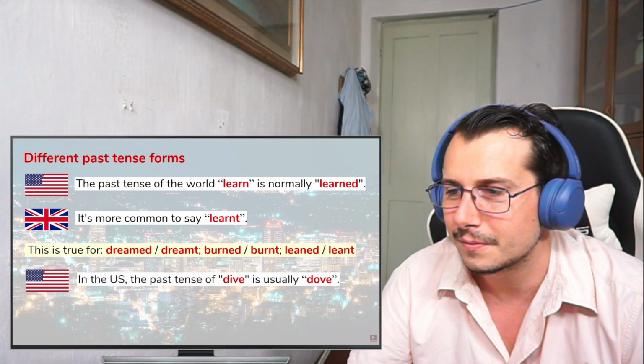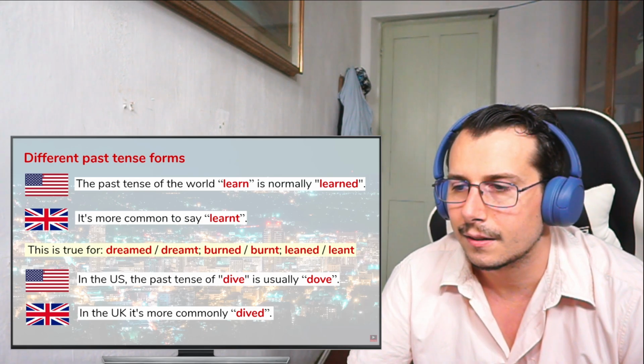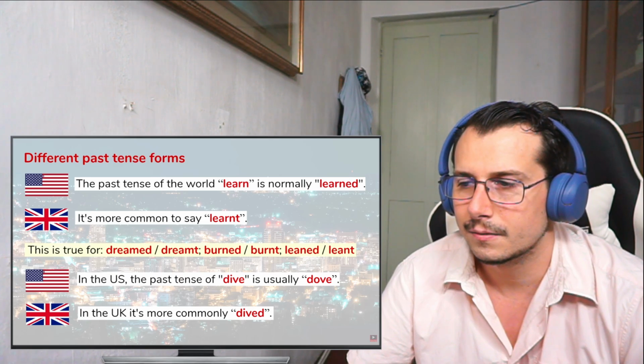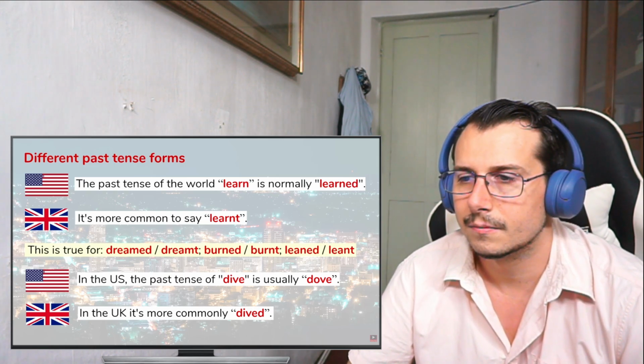Another example. In the US, the past tense of dive is usually dove. In the UK, it's dived. Maybe the American form developed by analogy with drive and drove. Anyways, differences like these are not consistent, but you'll notice some different past tense forms here and there.